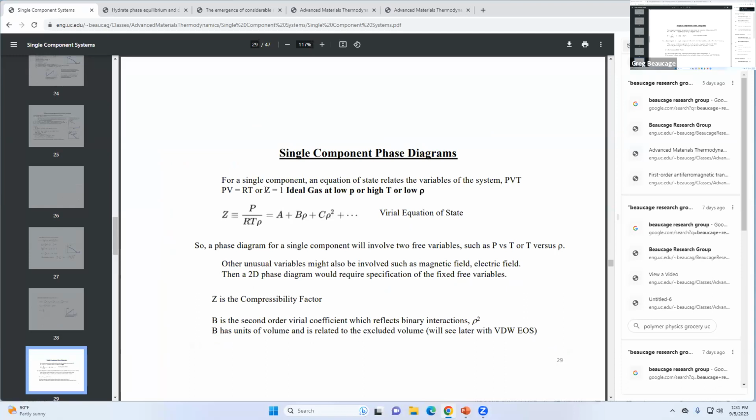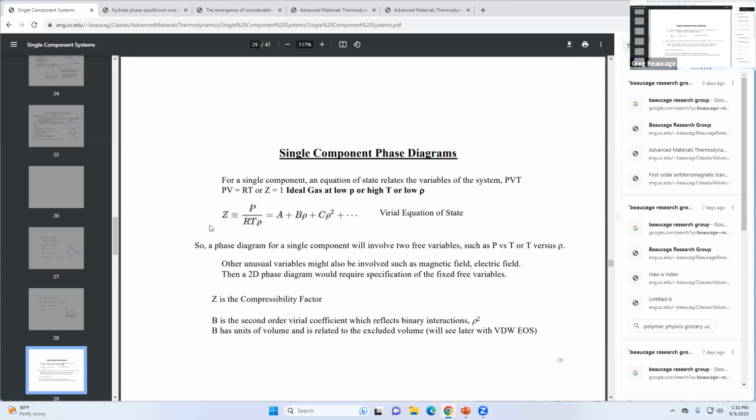Then I mentioned this, but basically this is important. The compressibility factor, which is 1 for an ideal gas, and then for a non-ideal gas, you do a power series expansion in density. So if B is 0 and A is 1, that's an ideal gas. And if B has some value, then that's a non-ideal system.